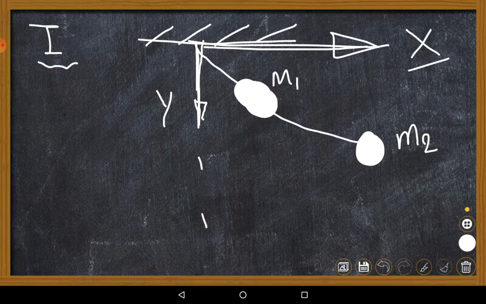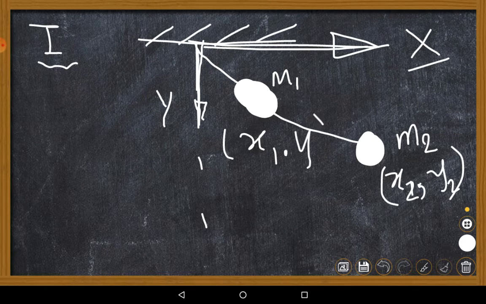How will you check? First you will ask, how many coordinates do we have to describe this system? For this mass bob, we need 2. Let us say this is x2, y2, to define the position of this bob at this particular instant of time. Gravity is acting here. Let this be x1, y1, the position of that bob. So we have 4 coordinates to describe this system completely.